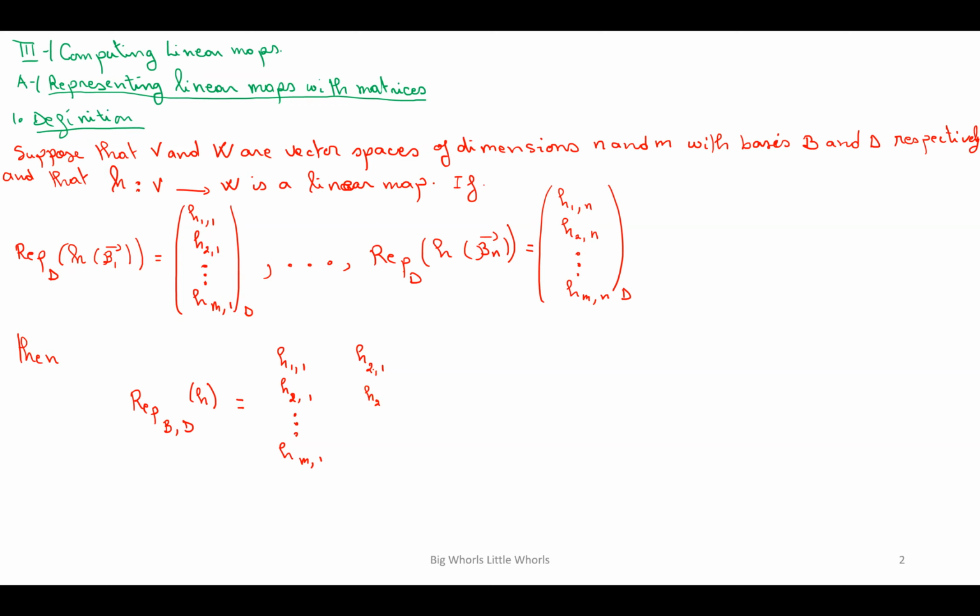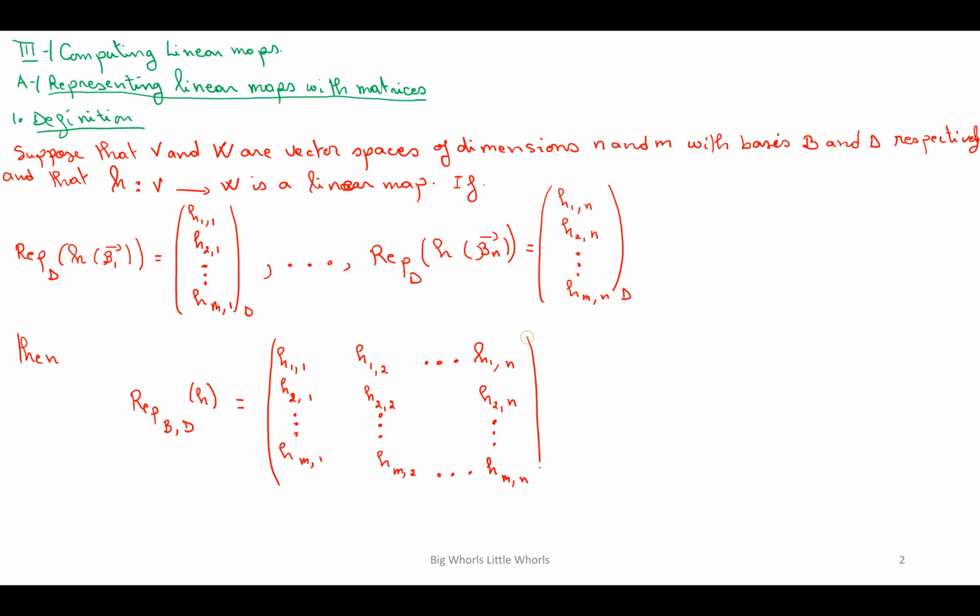The second column is h12, h22, ..., hm2. That's the representation of the image of the second vector of the domain basis. Dot dot dot, and the last column is h1n, h2n, ..., hmn.